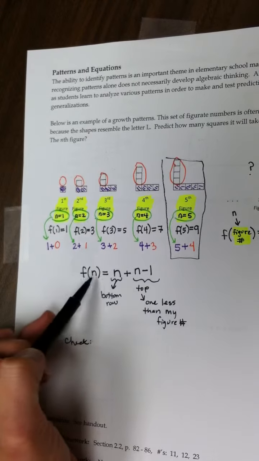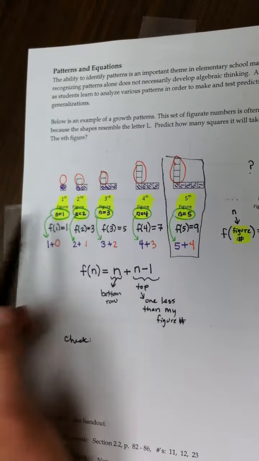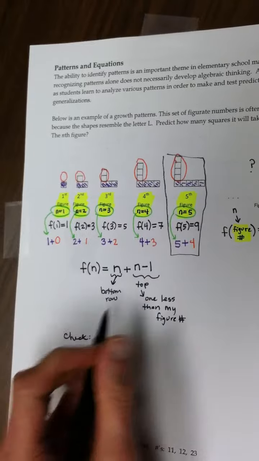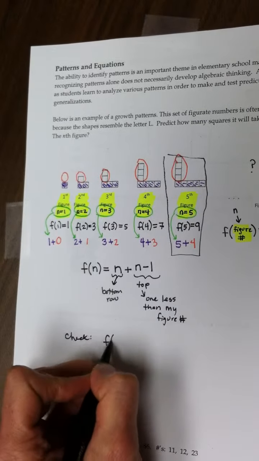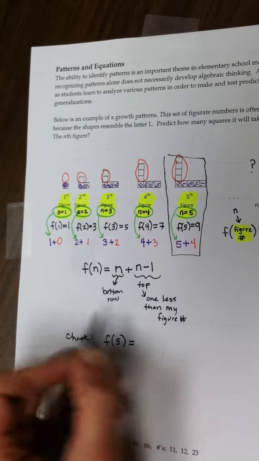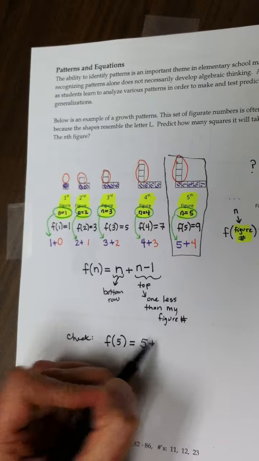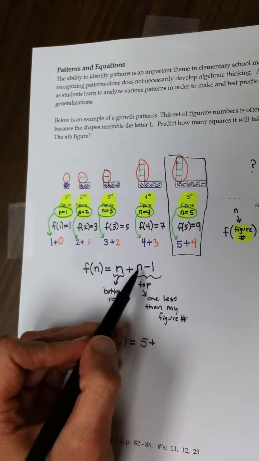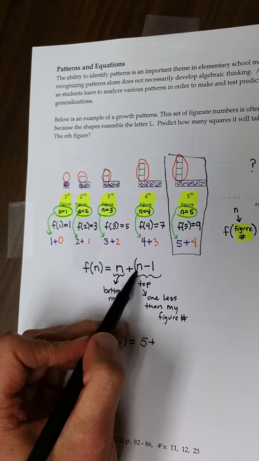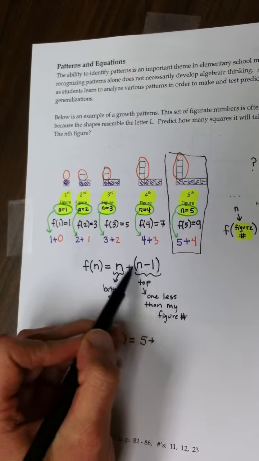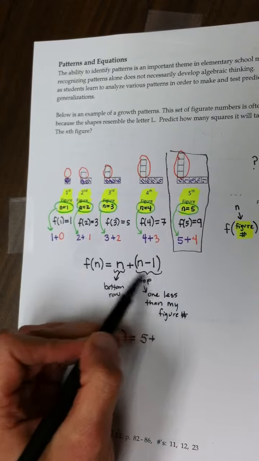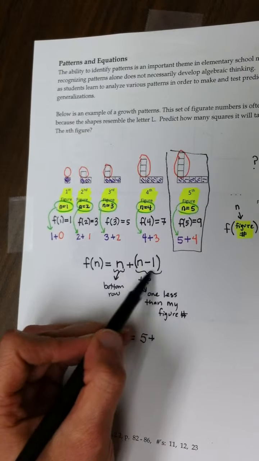The function you create has to correctly predict the number of blocks in any figure. So checking figure 5, when I plug in a figure number of 5, my function says I'm going to have the figure number, 5, plus 1 minus the figure number. In fact, I'm going to put this in parentheses just to emphasize that this is one number. It's representing the stack on top.